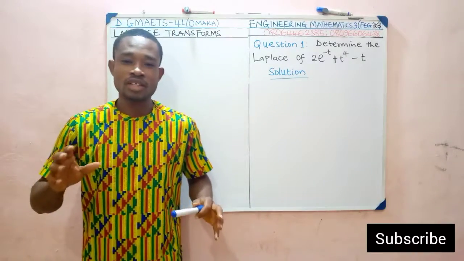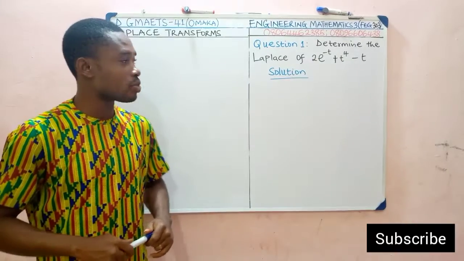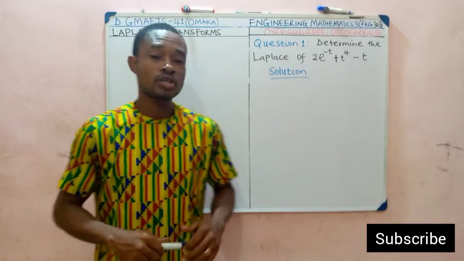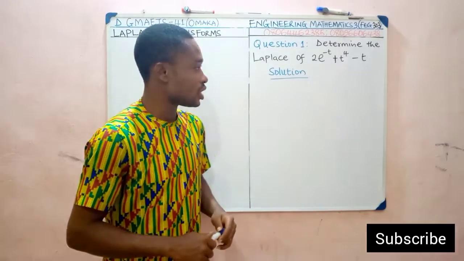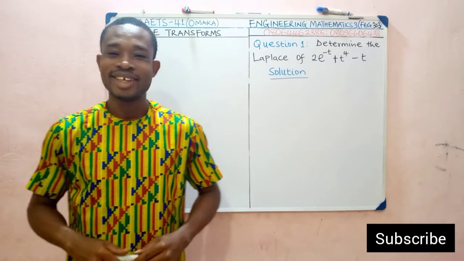In this video, we've got this question. We are to evaluate the Laplace of 2 exponential minus t plus t raised to the power 4 minus t. Take note that minus t is the same as minus t raised to the power 1.